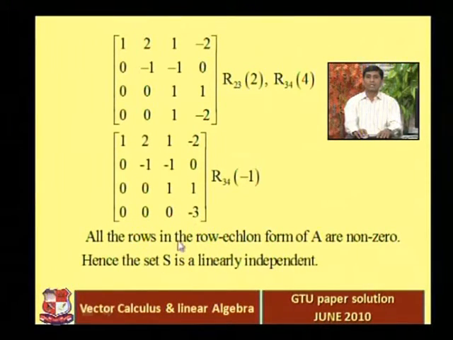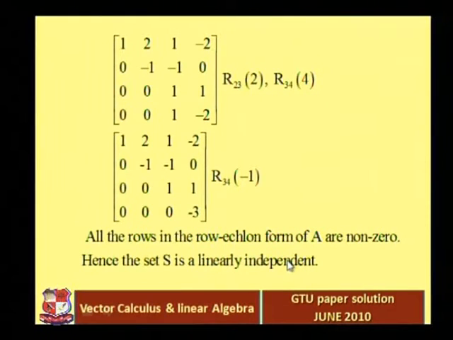minus 3. Okay, so you can see all the rows in the row echelon form of A are non-zero, right? Hence the set S is linearly independent.